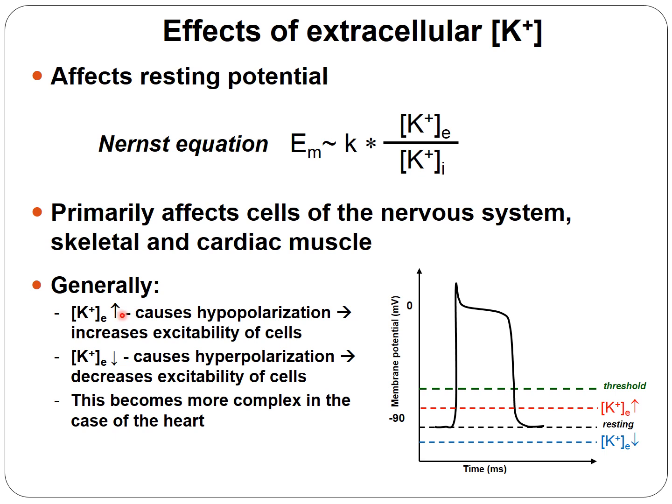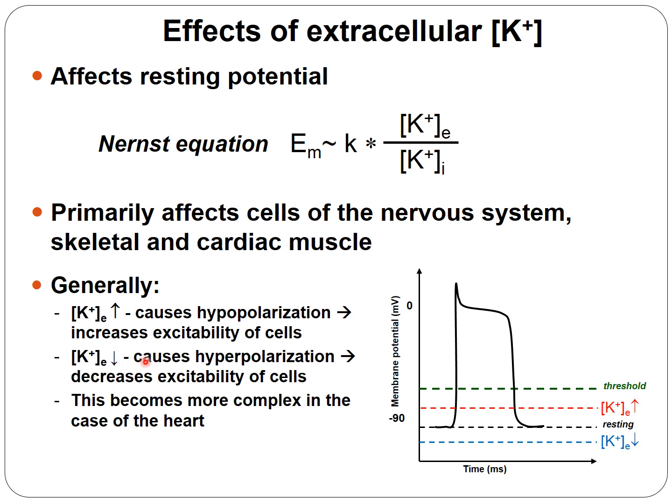Generally speaking, if the potassium concentration increases, that will cause hypopolarization. That is going to increase the excitability of the cells. When the membrane potential is getting closer to the threshold, there is a much higher chance that it can be reached and can induce an action potential.